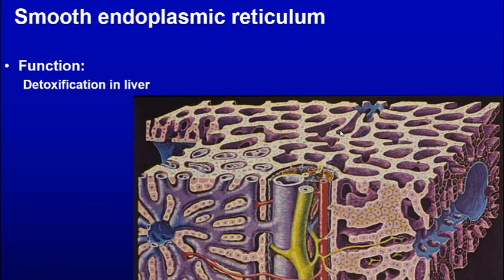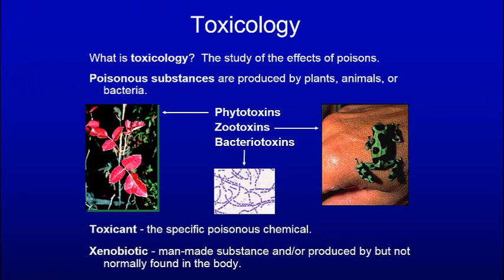Now, also the smooth endoplasmic reticulum is involved in detoxification, like in the liver. And so of toxic things, toxins, what is a toxin?